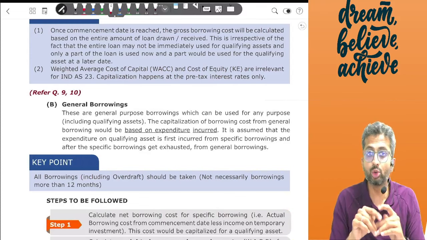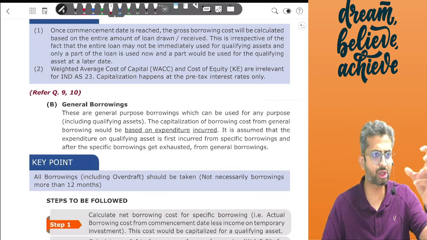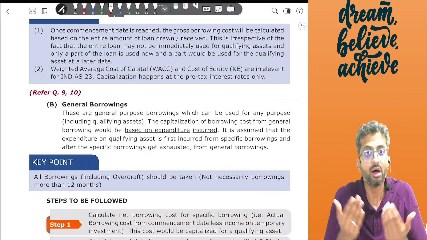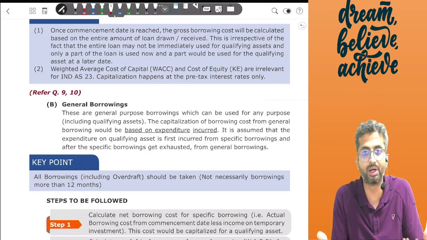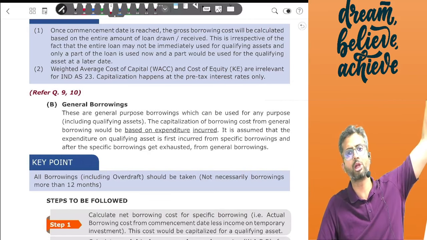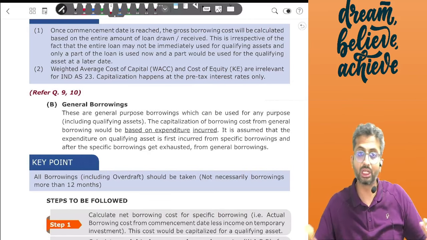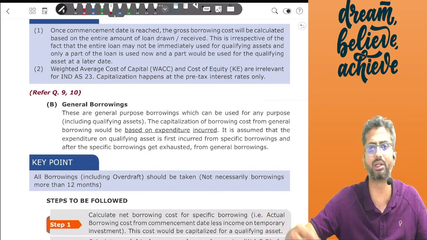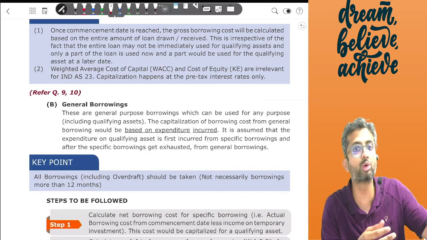Again, you do not need to do that one-to-one correlation of whether money from the general borrowing is actually used for constructing a qualifying asset or not. For all you know, the money is fungible. You can't identify. There may be a loan taken 8 years back. Do you think the money of that loan is lying vacant, in the sense unutilized? No, it might be utilized somewhere.